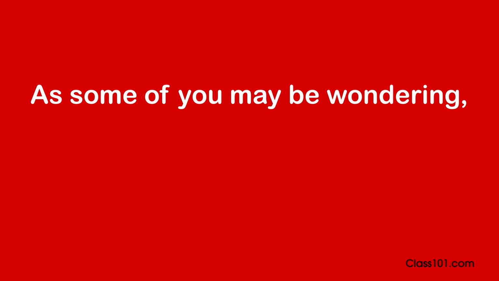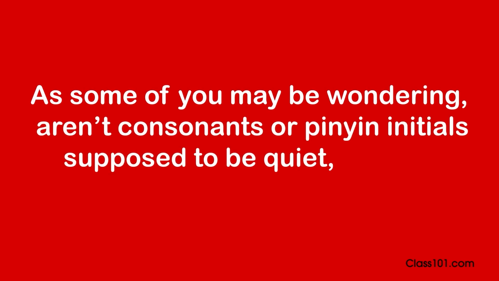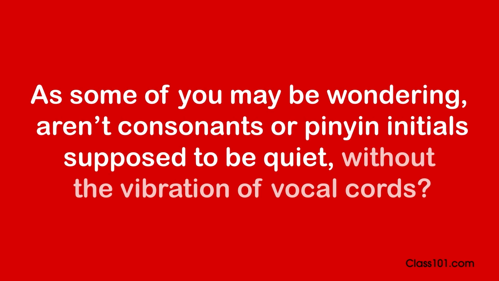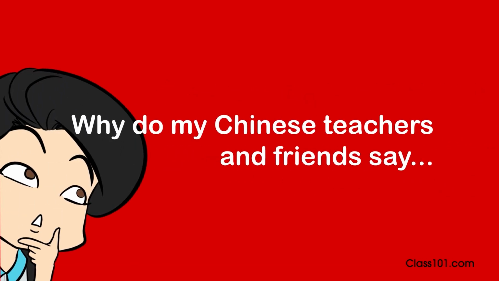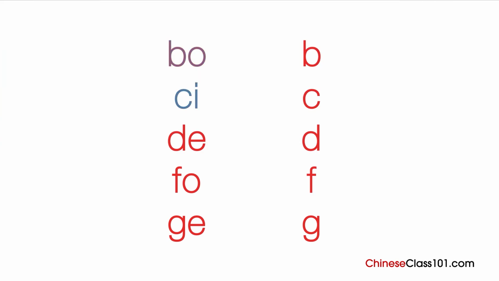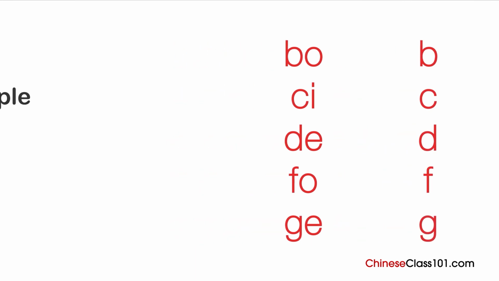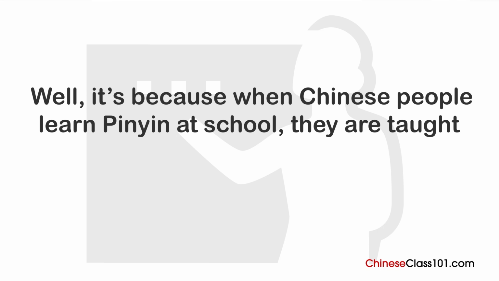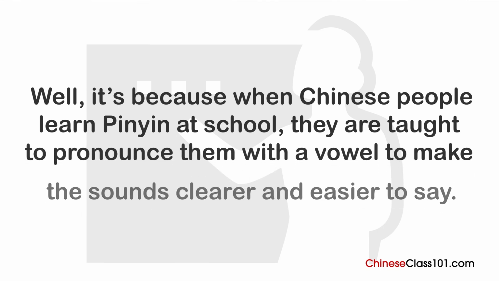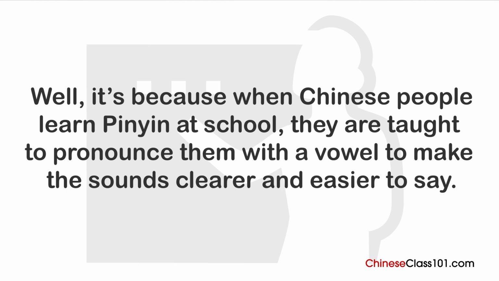As some of you may be wondering, aren't consonants or pinyin initials supposed to be quiet, without the vibration of vocal cords? Why do Chinese teachers and friends say 波, ci, de, fo, ge instead of b, c, d, f, g? Well, it's because when Chinese people learn Pinyin at school, they're taught to pronounce them with a vowel to make the sounds clearer and easier to say.